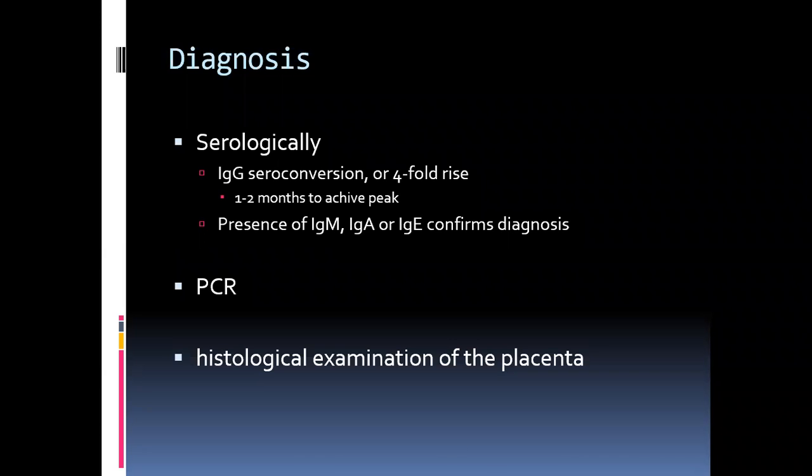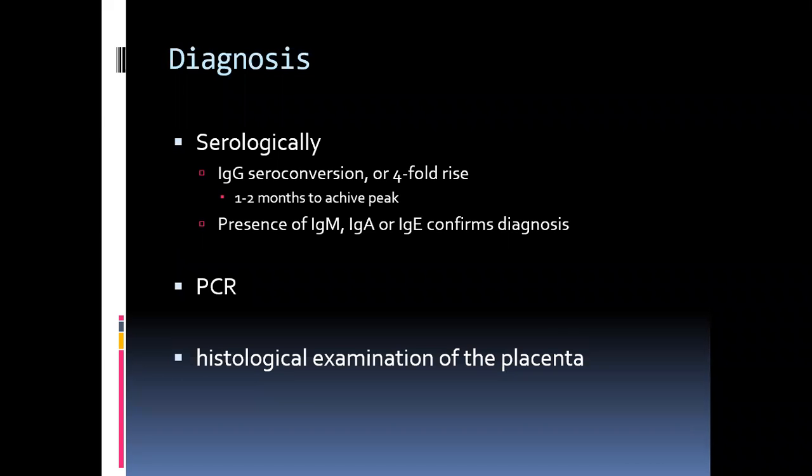After the active peak, there is the presence of IgM and IgA and or IgE: immunoglobulin E, immunoglobulin A, immunoglobulin M. So these are the antibodies, and they confirm the diagnosis. For diagnostic purposes, we can do IgG seroconversion, and about a fourfold rise, at 1 to 2 months when the infection becomes active.